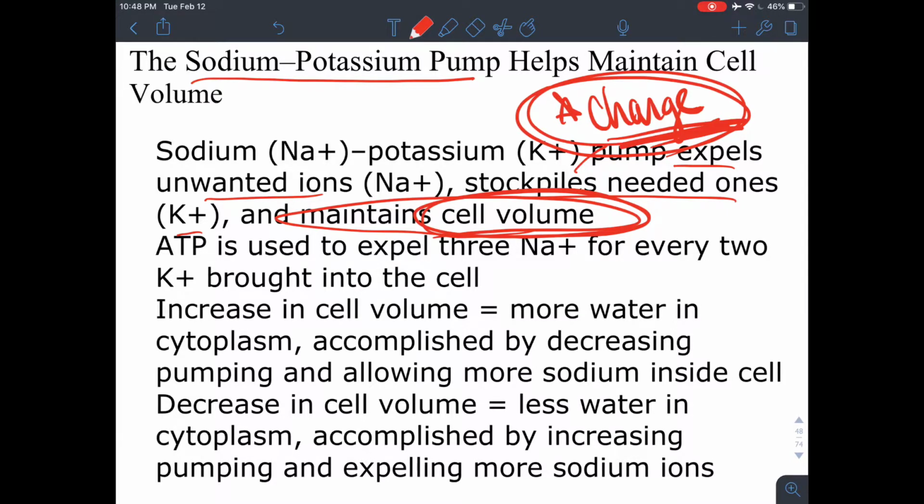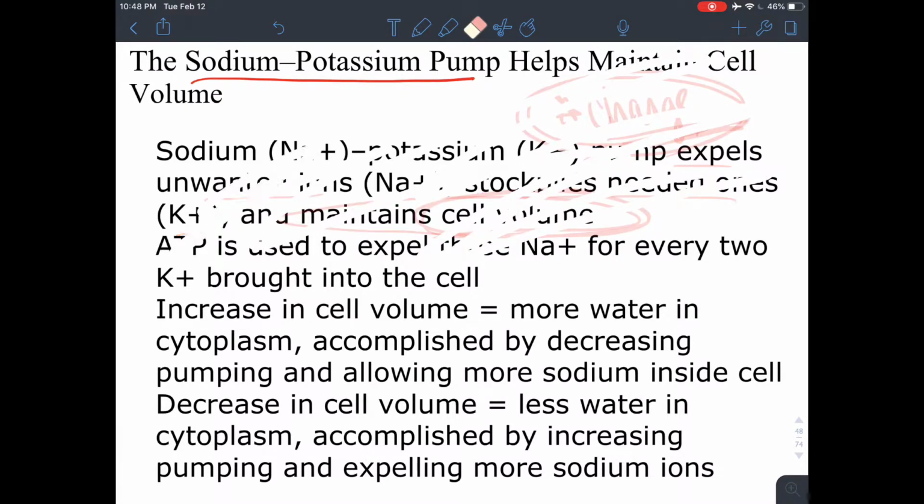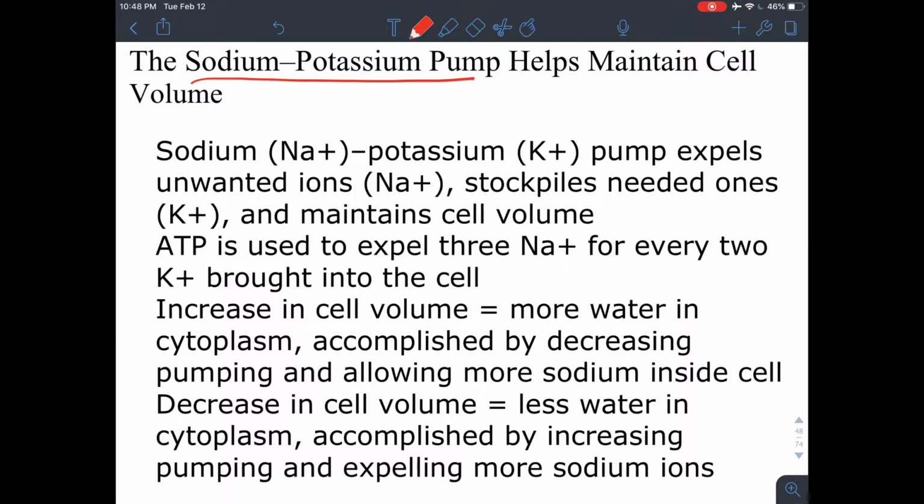And it is a form of active transport. Let's get that clear. It's active transport. And why is it active transport? The answer lies in our second point here, and it's because it is using ATP. This transport, the sodium-potassium pump, cannot happen unless we utilize ATP.